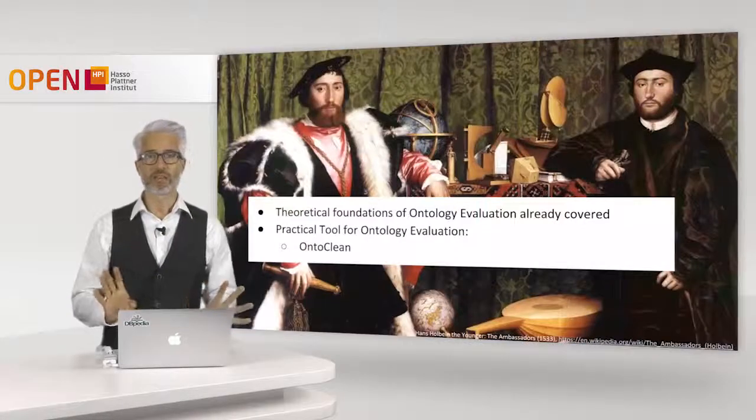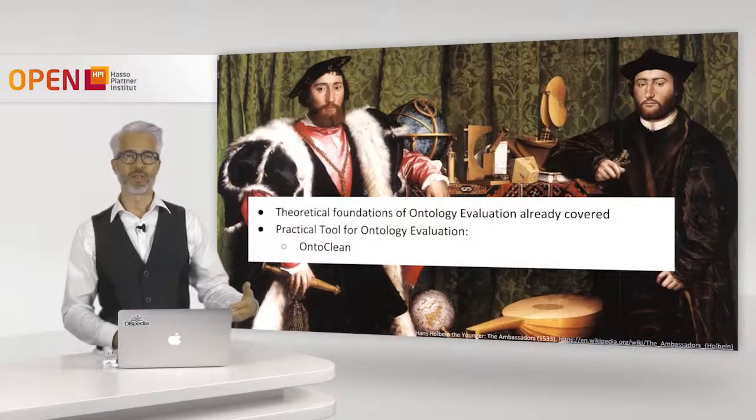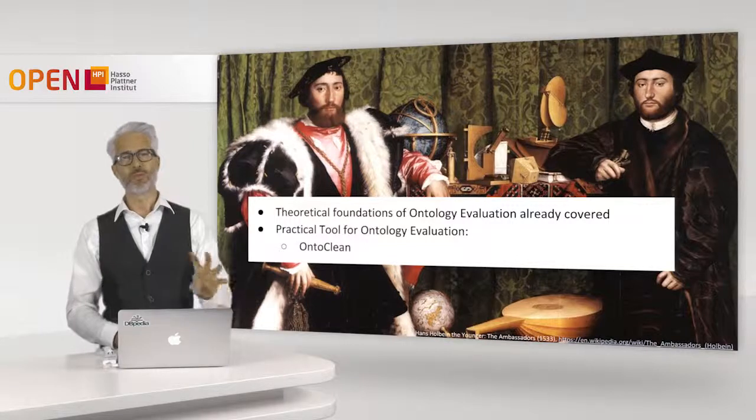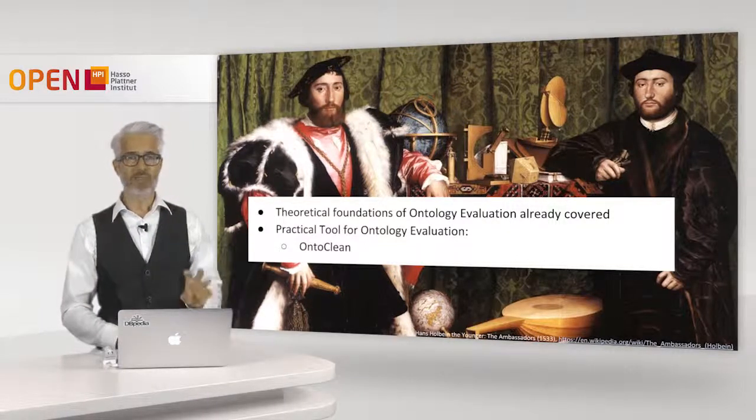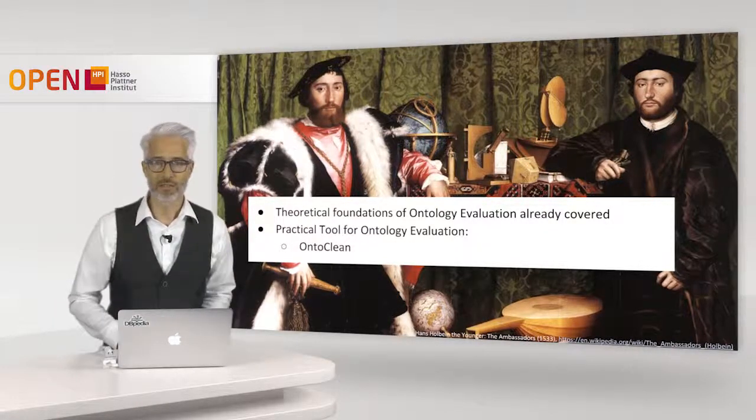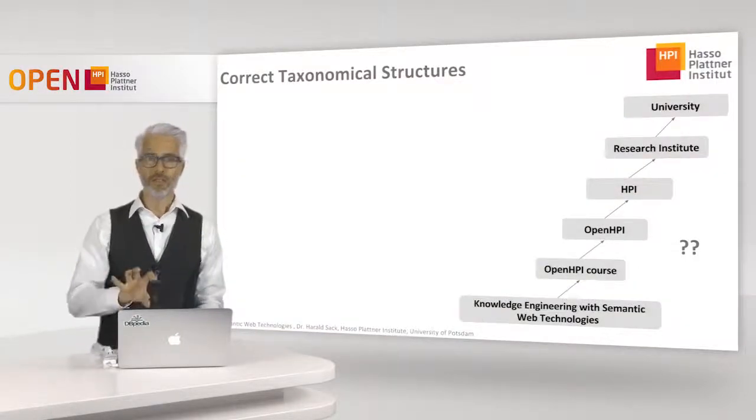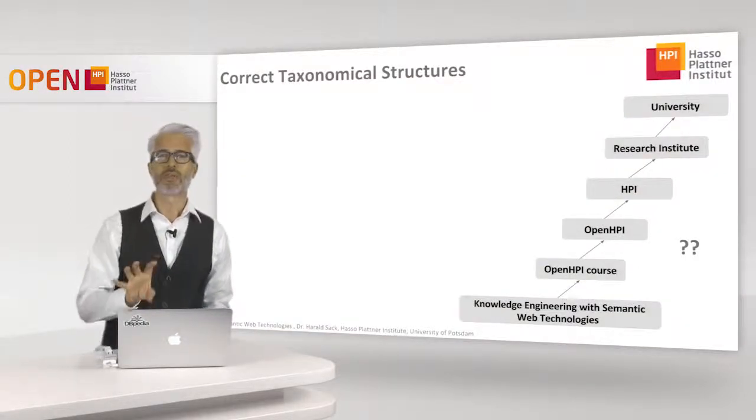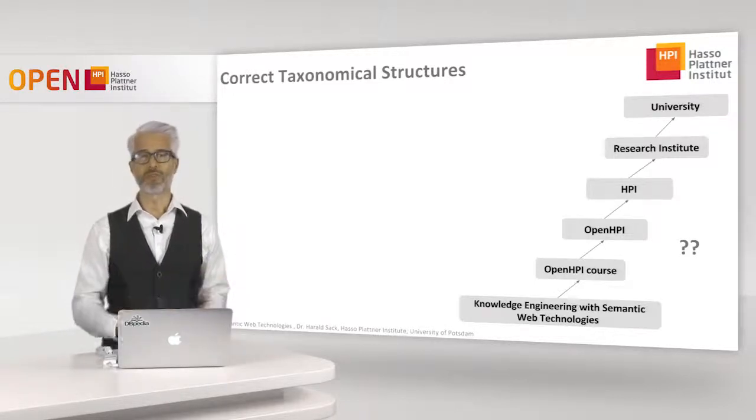We already covered the theoretical foundations of ontology evaluation in the course of our lecture, but we had no practical example of how to do that. And for this, I want to introduce today a methodology called OntoClean, which is a practical tool for ontology evaluation. OntoClean focuses on taxonomical structures, which build the backbone of many ontologies.